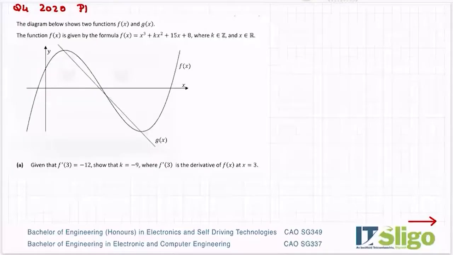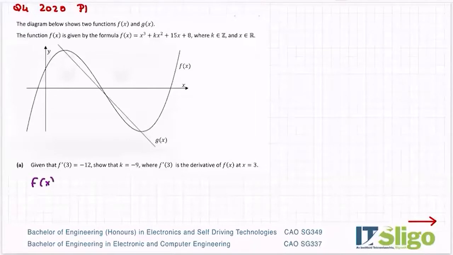Right, question 4, 2020. The diagram below shows two functions f of x and g of x. The function f of x is given by x cubed plus kx squared plus 15x plus 8, where k is an integer and x is an element of R. Given that f dash of 3 is equal to minus 12, show that k is equal to minus 9, where f dash of 3 is the derivative of f of x at x equal to 3. Okay.